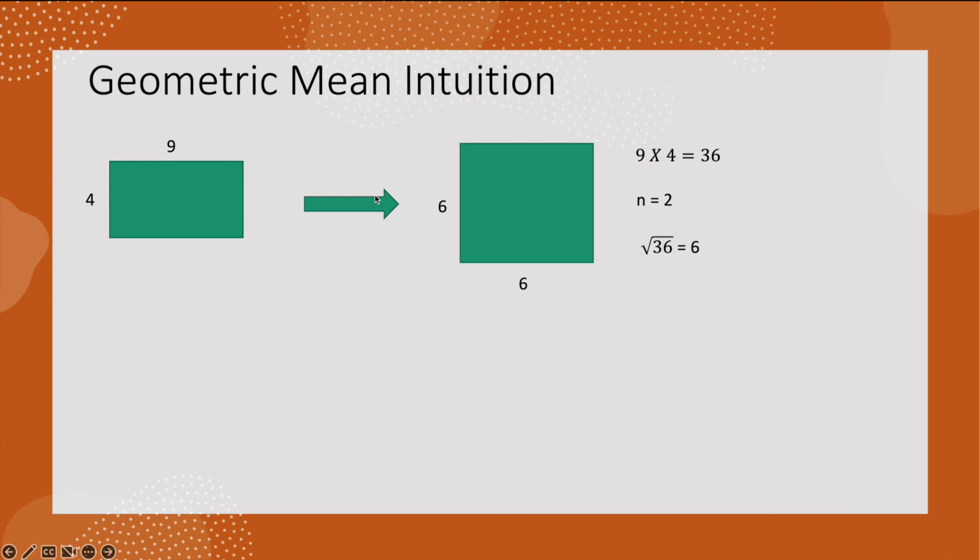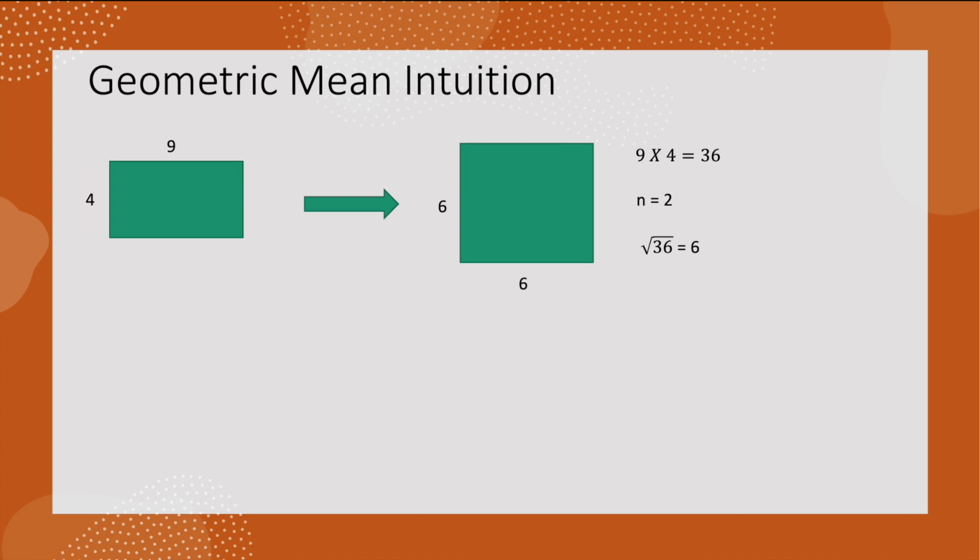So let me repeat one more time. Let's say we have a rectangle of 9 and 4 dimensions. Geometric mean means that, of the same size as this rectangle, if it were a square, what would have been the side of that square which has the same area as the rectangle? This is the geometric interpretation of geometric mean.